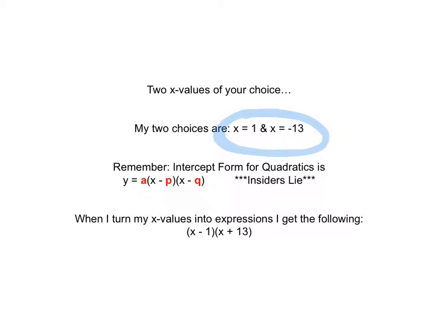I want to remind you guys real quick of this formula, intercept form for quadratics, and you're going to see that right here. This is what we're going to be working with as we move forward with this project, so you want to become comfortable with it. That A value is just going to tell you whether that parabola opens up or down. This P value right here is one of your X values, and this Q value is going to be your other X value. We're just going to be putting those values inside here in a moment.